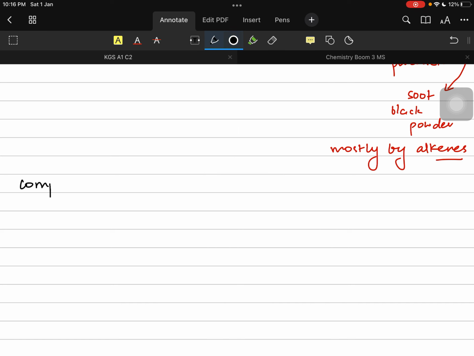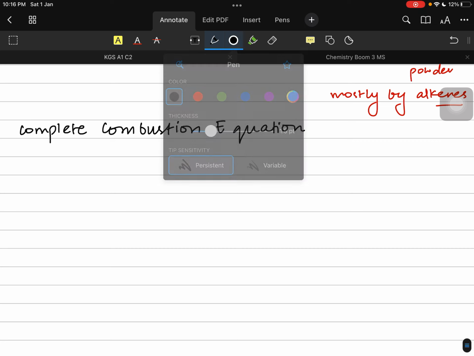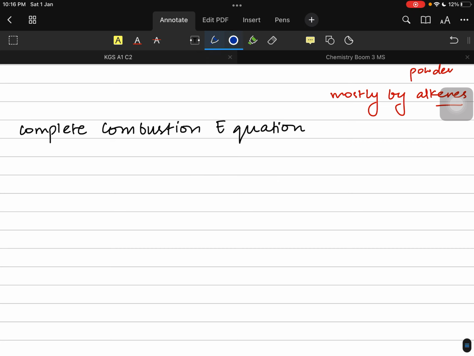We're going to be talking about complete combustion equations. The idea is to understand how many moles of one thing react with how many moles of the other thing. So for example, if we have a methane molecule, which is the first member of the alkane series, and it reacts with oxygen, the question is how many carbon dioxide molecules and how many water molecules will be made.